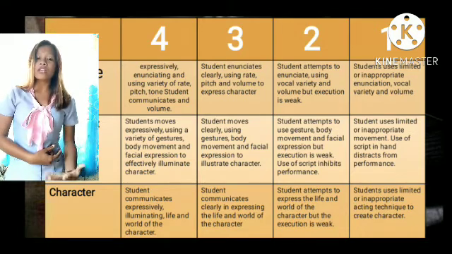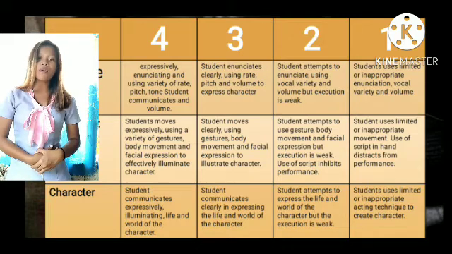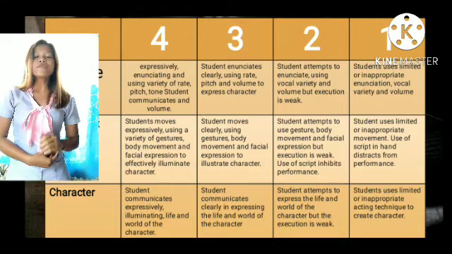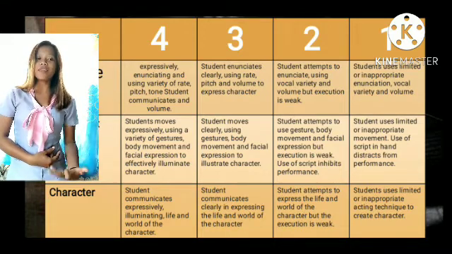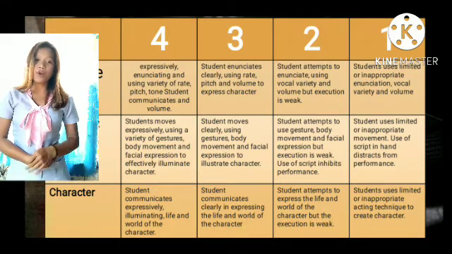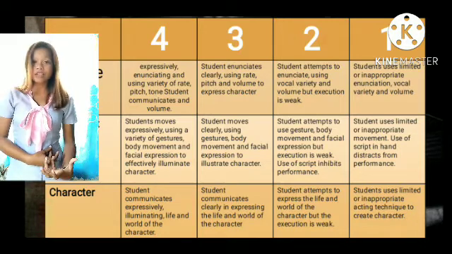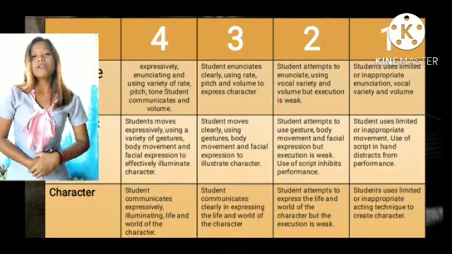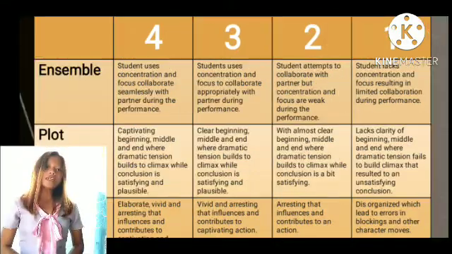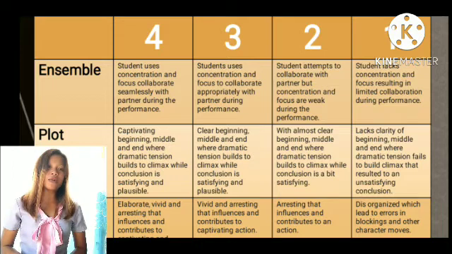If you communicate clearly in expressing the life and the world of the character, then I will give you 3 points. But if you attempt to express the life and the world of the character, but the execution is weak, then I will just give you 2 points. And if you use limited or inappropriate acting technique to create the character, then I will just give you 1 point. In the element of ensemble, if you use concentration and focus, collaborating seamlessly with your partner during the performance, then I will give you 4.